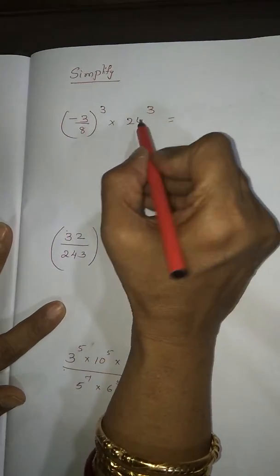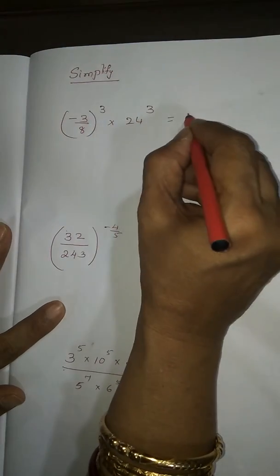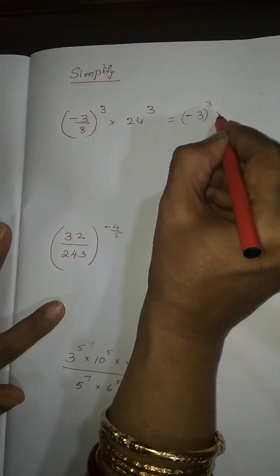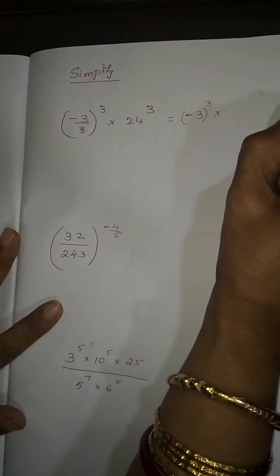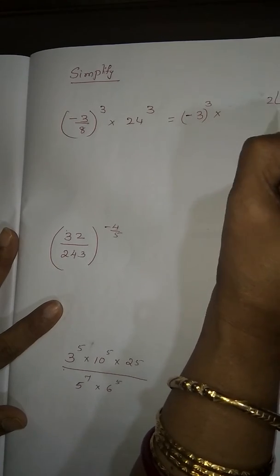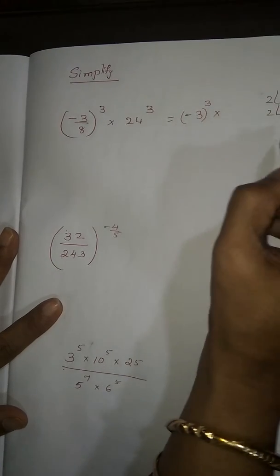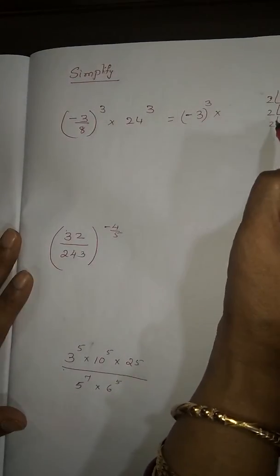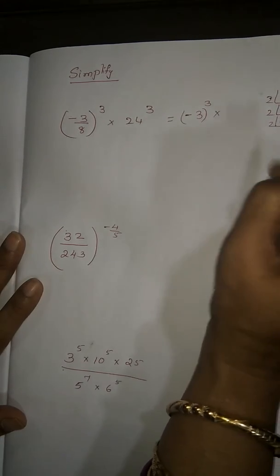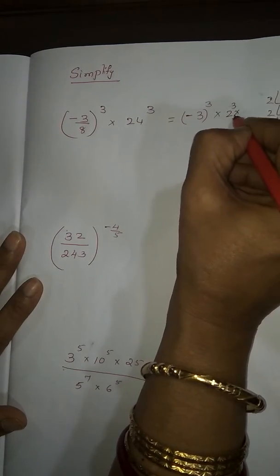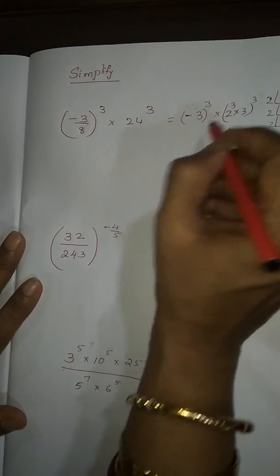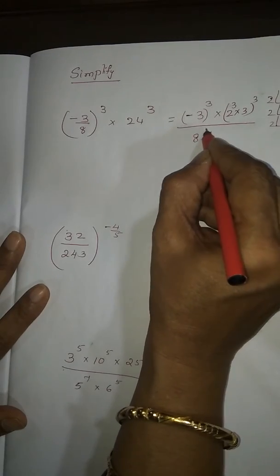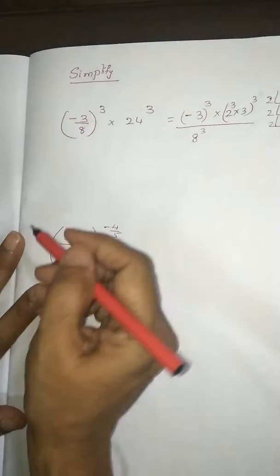Now here we will write this as minus 3 the whole cube into 24. You can write 24 as 2, 6, 2 and 3. So we can write this as 2 cube into 3. So 2 cube into 3 the whole cube by 8 cube. So 8 cube, again we can write this as 2 cube the whole cube.